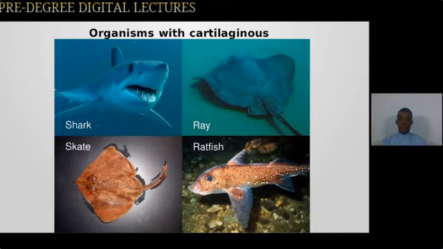Here are some organisms with cartilaginous skeletons: the shark, the ray, the skate, and the ratfish. And like I said before, mammals also have cartilage mixed with bones in their skeletal system.